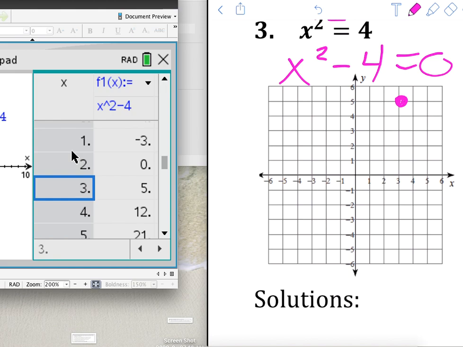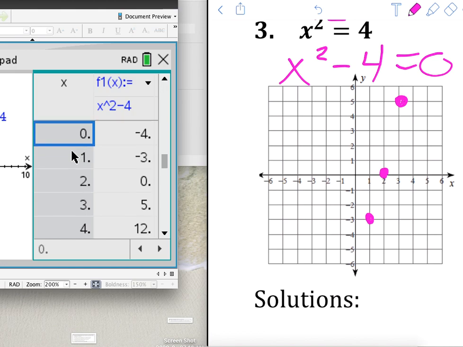Okay, if I look at my other table point, I have 2, 0. So x is 2, y is 0. That's this point right here. 1, -3, x is 1, y is -3. And actually in my table, I can keep scrolling, so I'm going to keep going up. 0, -4, that's down on the y-axis. Keep going up. -1, -3.